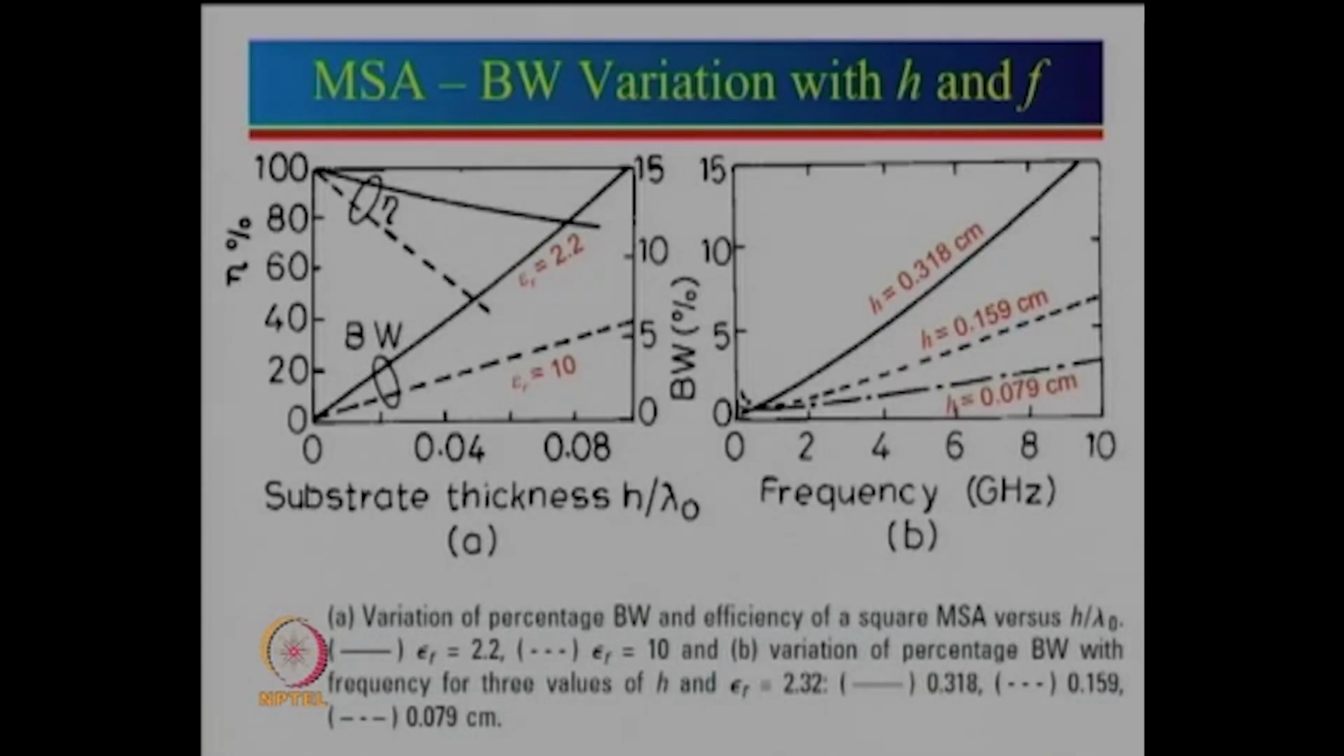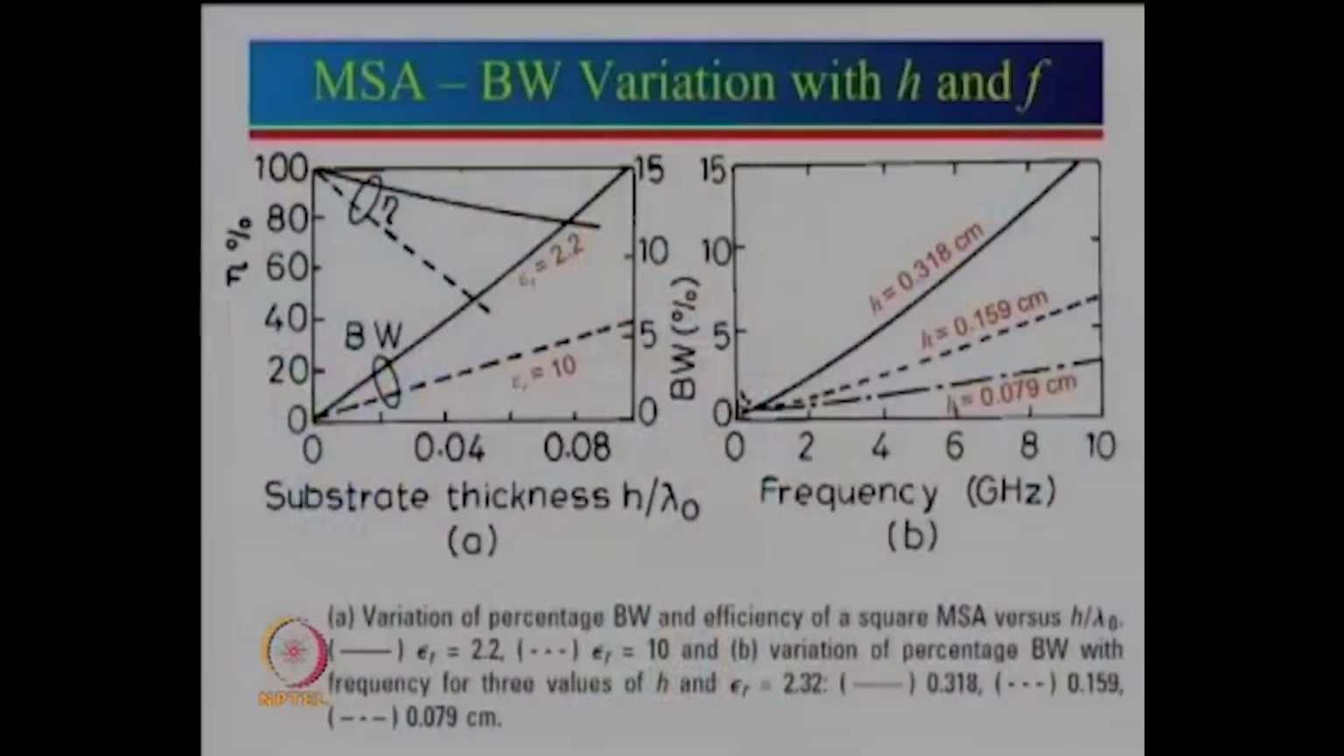Similarly, from an efficiency point of view, if we again imagine this is epsilon r 10 efficiency and this is for epsilon r equal to 2.2 efficiency, for epsilon r equal to 1, it is almost close to 100%. So, epsilon r equal to 1 is a very good substrate, and what is epsilon r equal to 1? It is air. So, all we need is air as a substrate, and we will see how to suspend a metallic plate in air in the next slide.